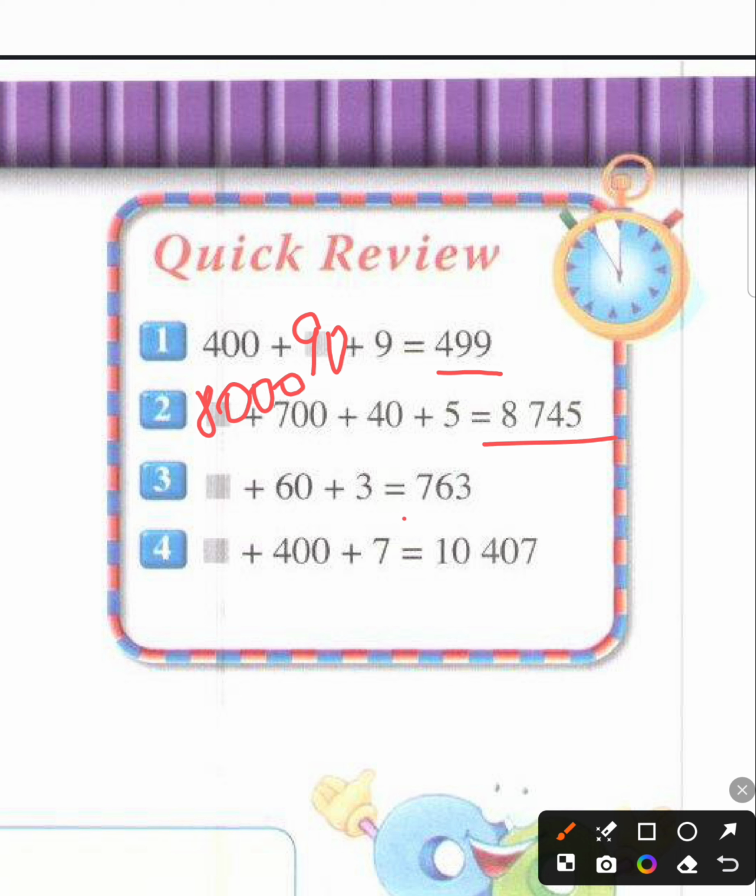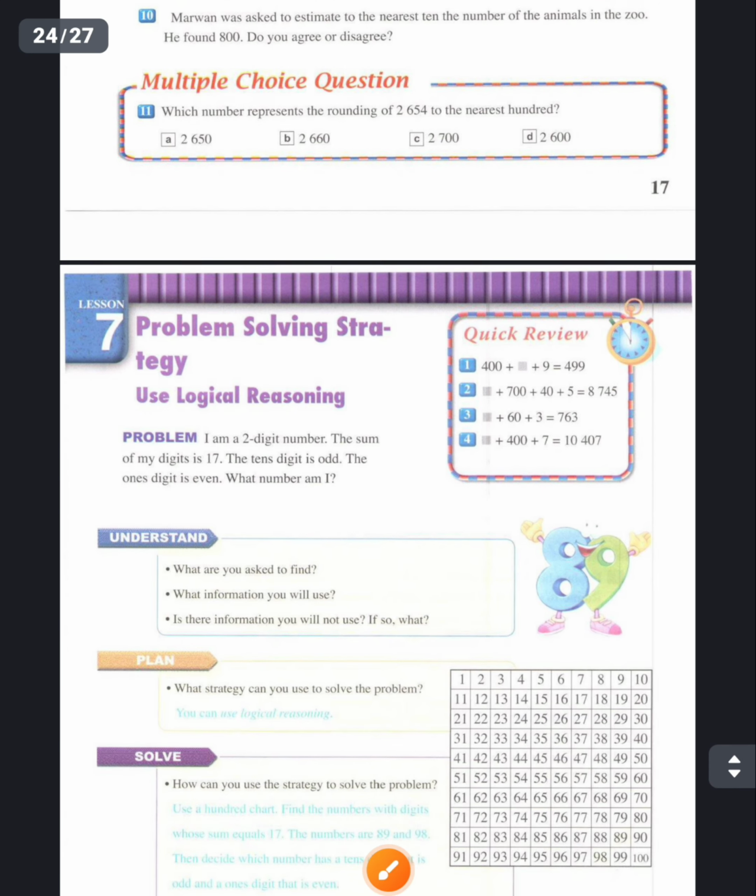Super. Another task, 763. If we put here 700 plus 60 plus 3, that is 763. And the last, we have 10,407. This is 407. It misses 10,000. Super.